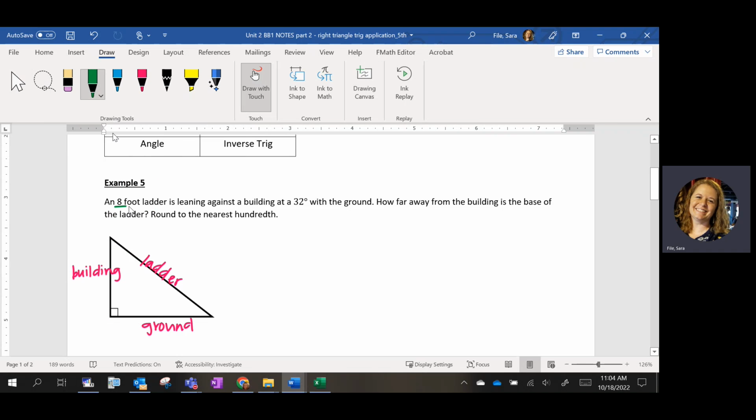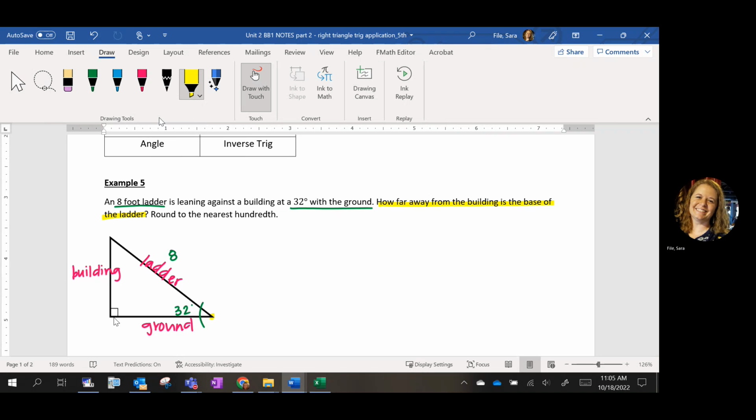All right, so it's an 8-foot ladder. So the hypotenuse is 8 here. It leans against a building at a 32-degree angle with the ground. So the ladder and the ground make a 32-degree angle. How far away from the building is the base of the ladder? Well, the base of the ladder is here, the bottom of the ladder. Here's the building here. They're asking how far apart are those? So they're looking for this horizontal leg down here.